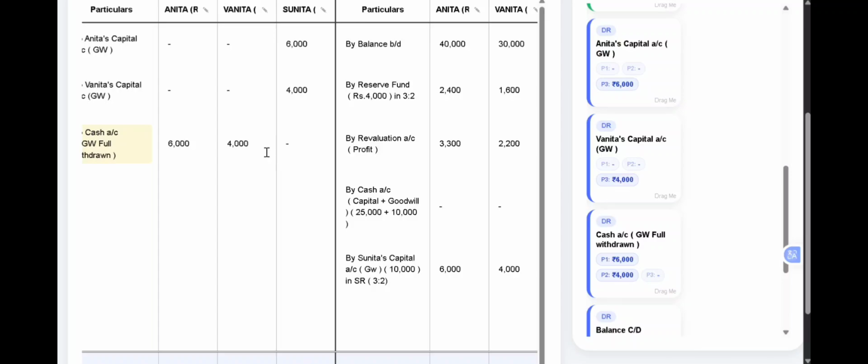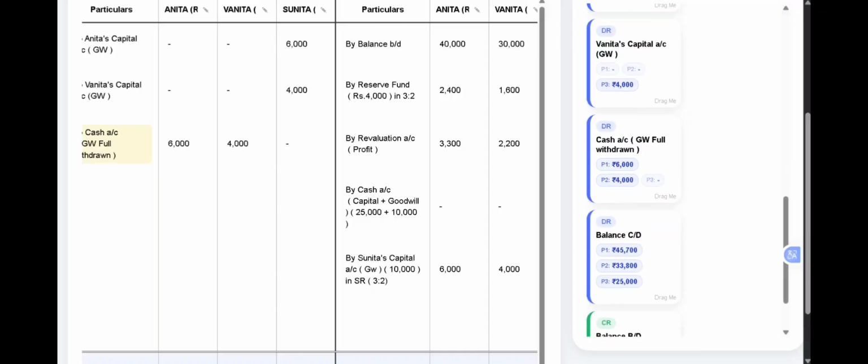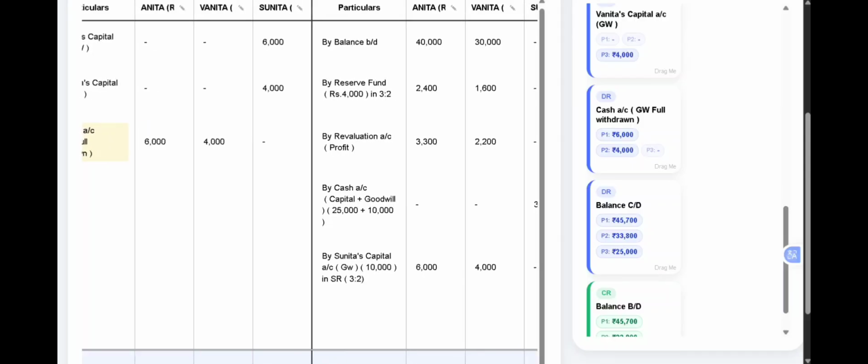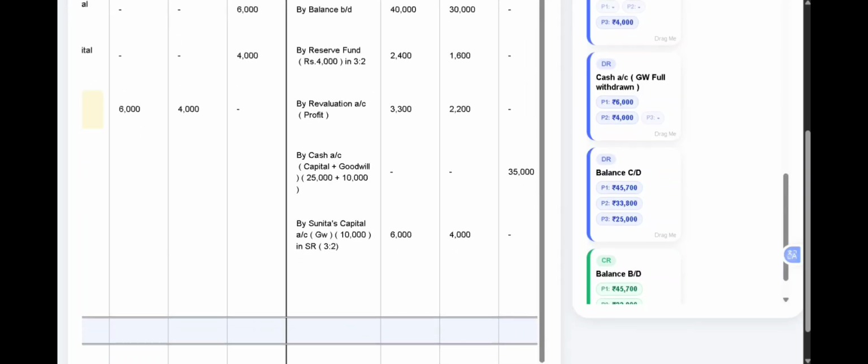So 6,000 is withdrawn by Anita and 4,000 is withdrawn by Vanita. So now with all the entries done, we need to find the balance. So first get the totals. So for Anita, it will be 51,700. So it's the credit side is higher.